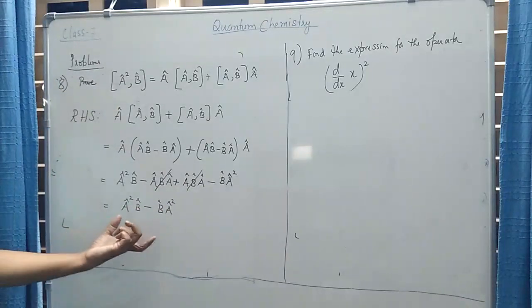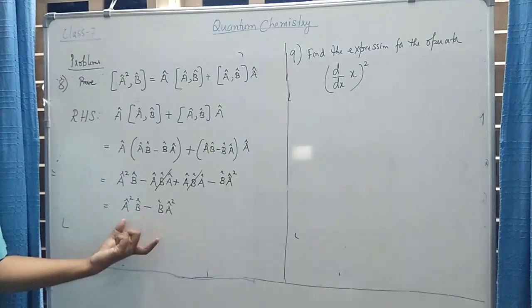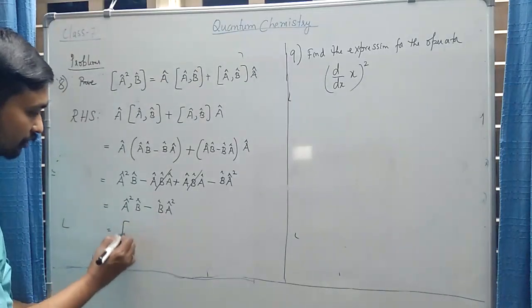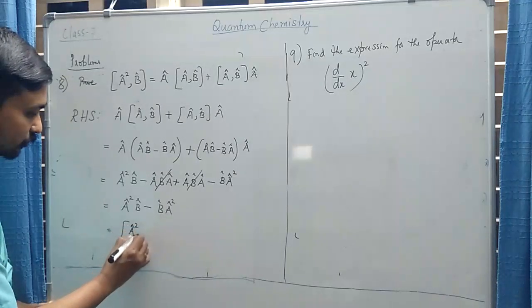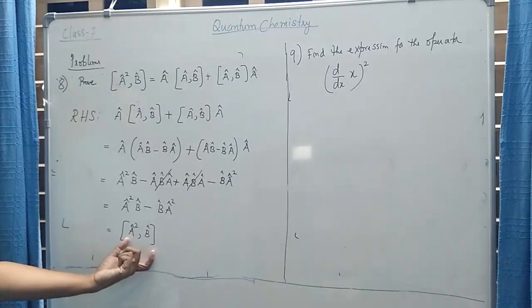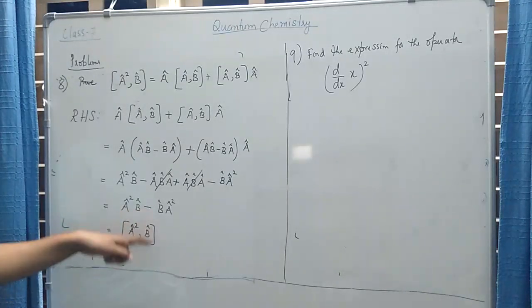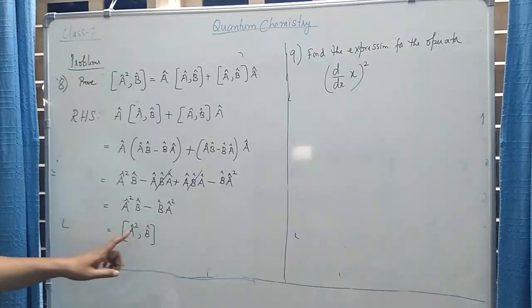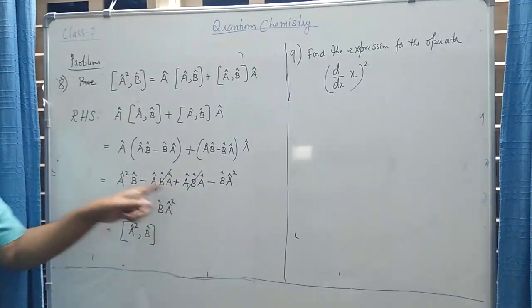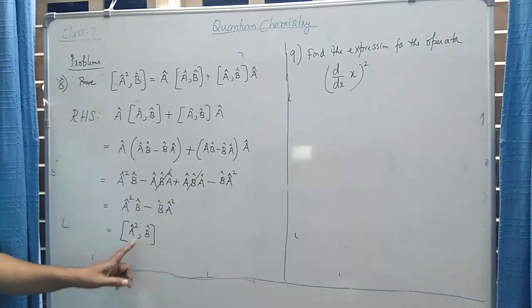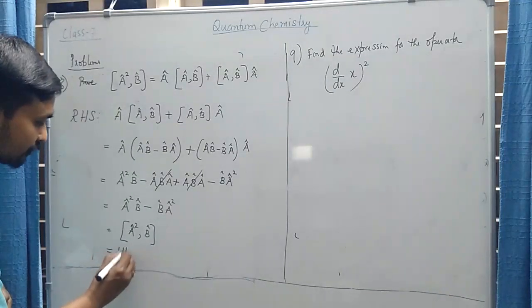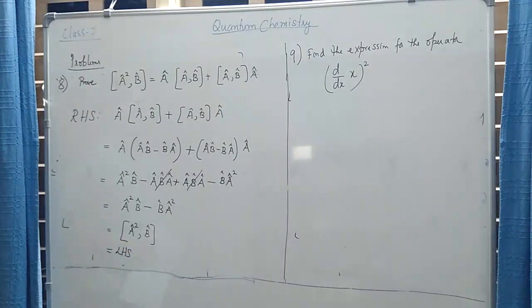If you look at this, it is actually a commutator of two operators. It is nothing but the commutator of A² and B, because the commutator of A² and B is A² into B minus B into A²: the first operator into the second operator minus the second operator into the first operator. So this term is nothing but the commutator of A² comma B, which is the LHS of this equation. So we have proved this condition.